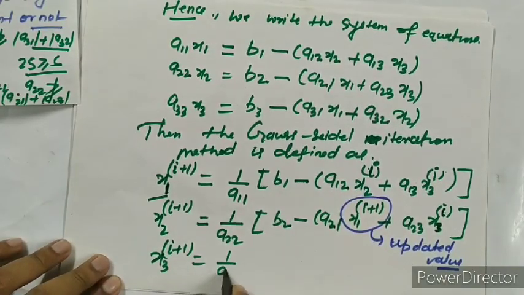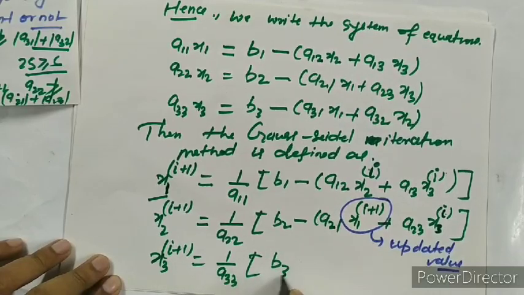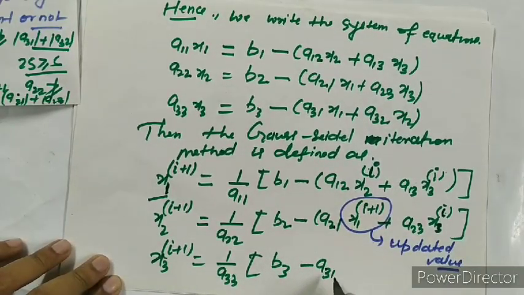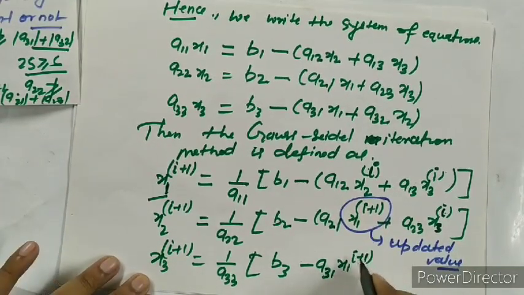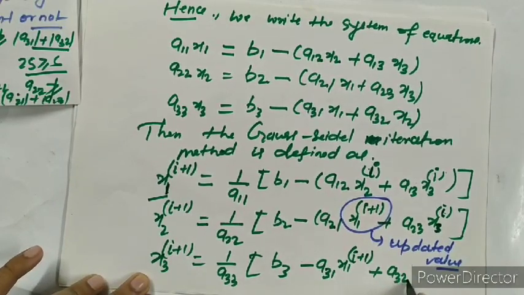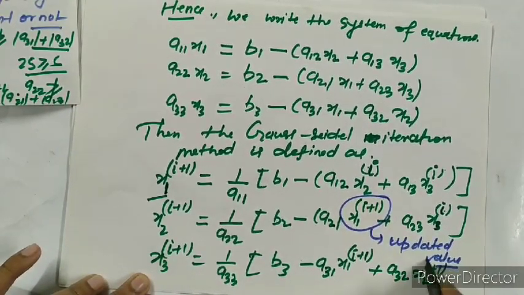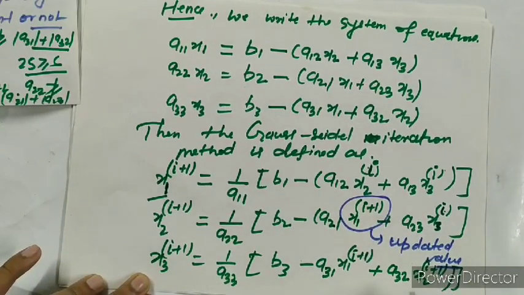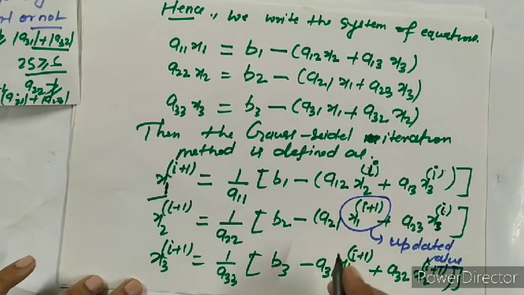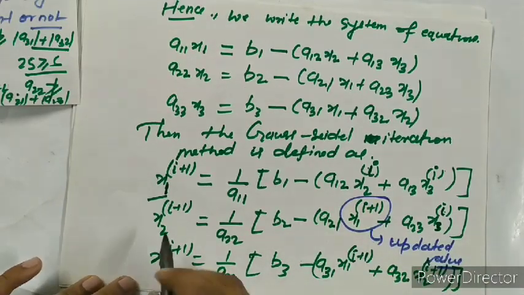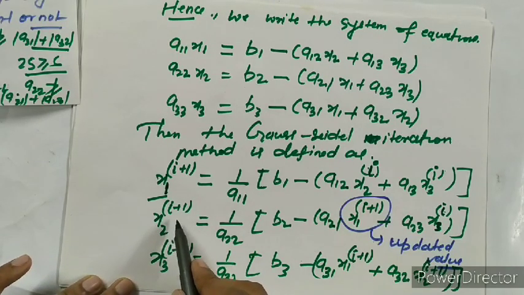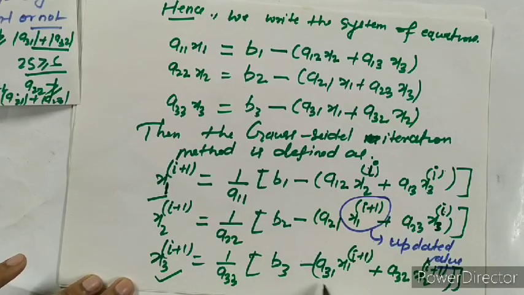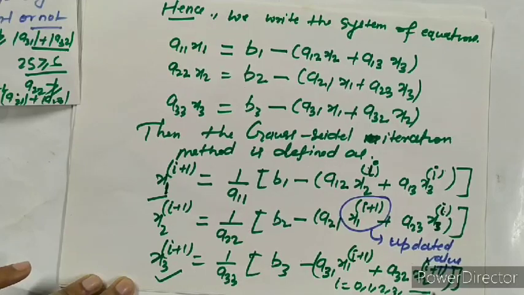Similarly, x3 at the (i+1)th iteration is equal to 1 by A33 times (B3 minus A31 times the updated value of x1 plus A32 times the updated value of x2). This is the (i+1)th iteration of x1, this is the (i+1)th iteration of x2, and similarly for x3, where i is equal to 0, 1, 2, 3, and so on.